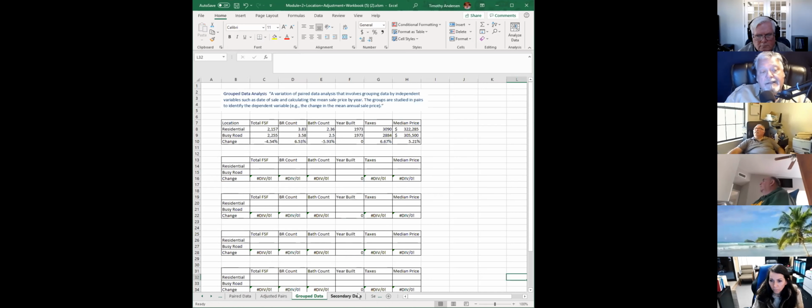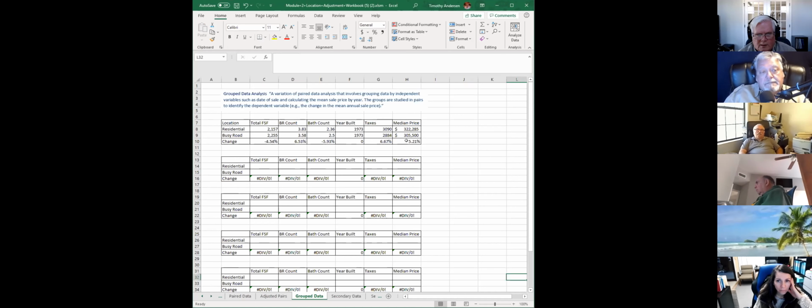Then here are the grouped data. Now, Scott, go ahead and talk about that. Right. And again, this is just a place for you to archive it, but this has got a formula in it to show you the change. To me, the important change is that the median price changed 5.2%. I just put taxes in here just because it's low-hanging fruit. It's something for you to look at.